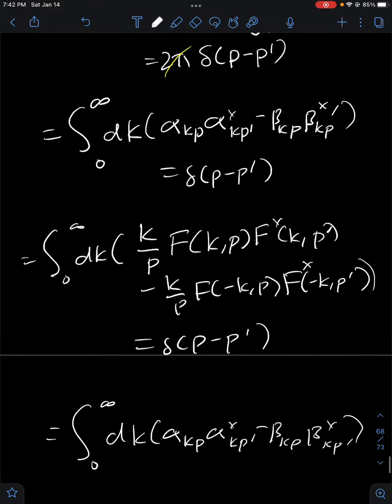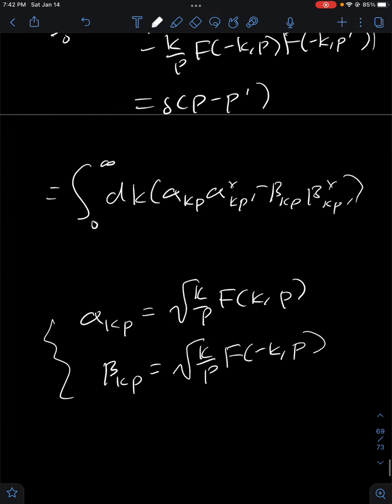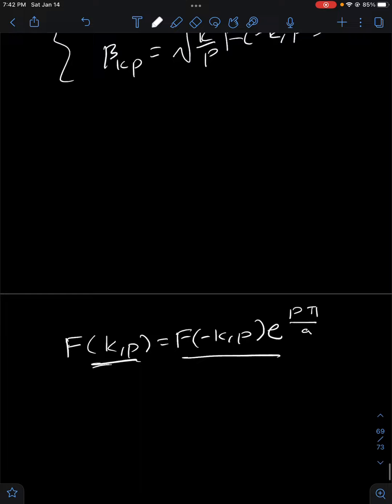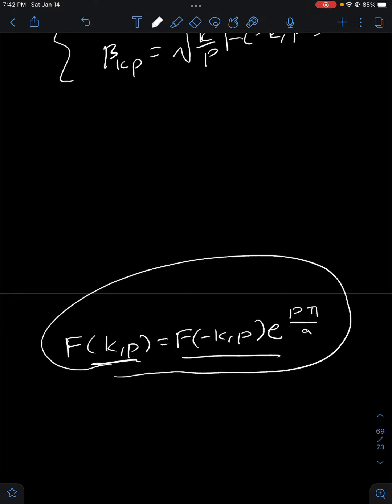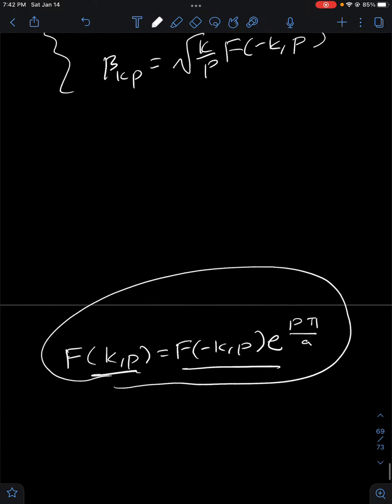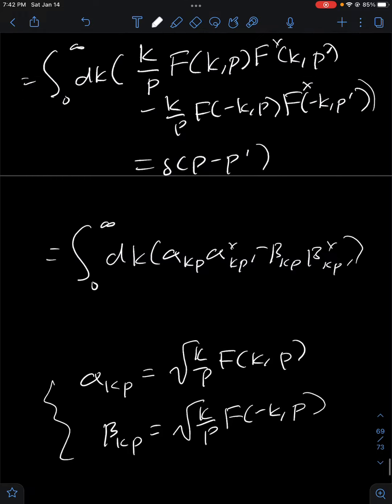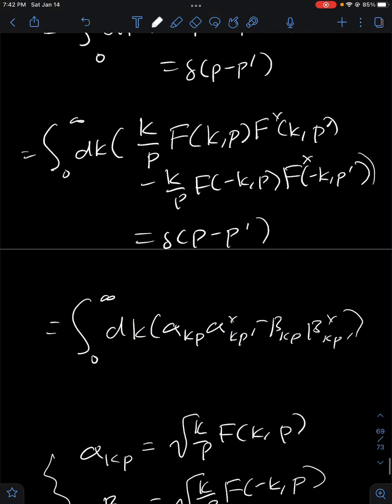So now we can use a formula that we pulled from the sky. This one right over here. We are going to prove this formula in the next video. And yeah, we're going to use this formula to simplify things a tad bit.